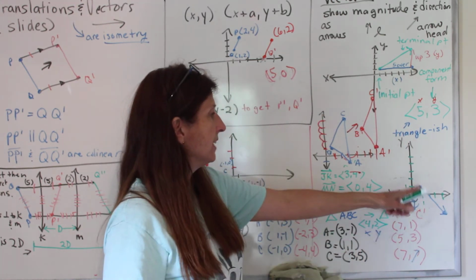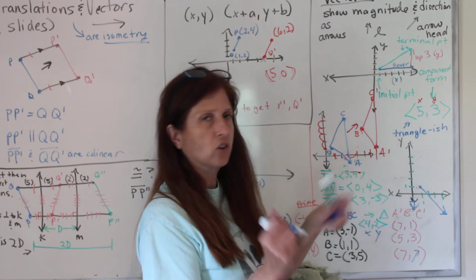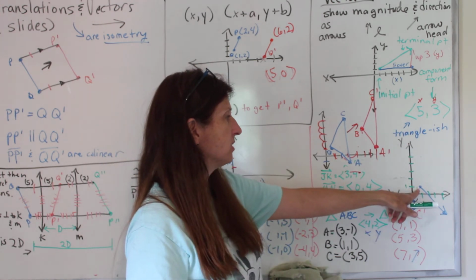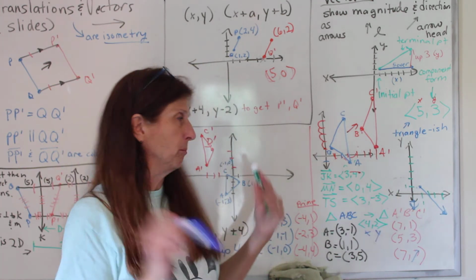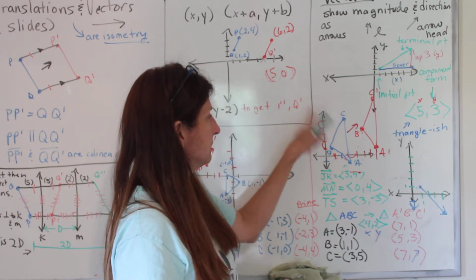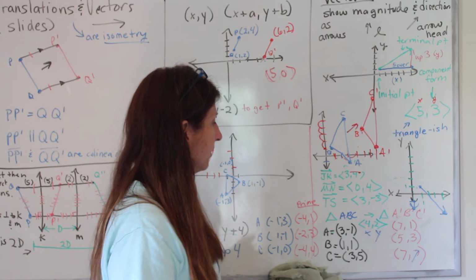Okay, so that's how you use these to draw different vectors. You have to have an initial point, and then you can do what it says and you can draw the vector. Pretty fun. Now, all of this mess right here goes with this down here.